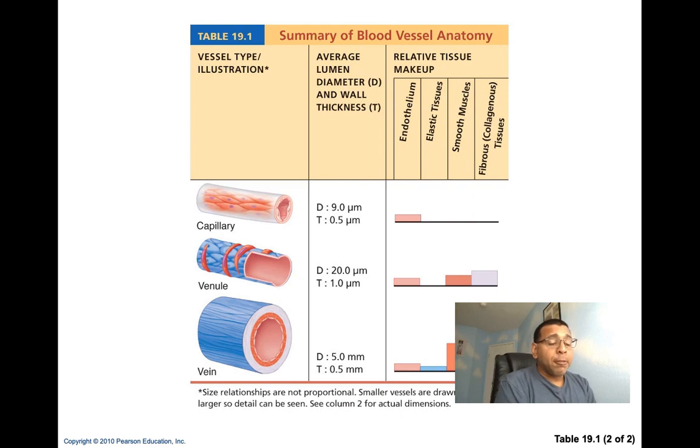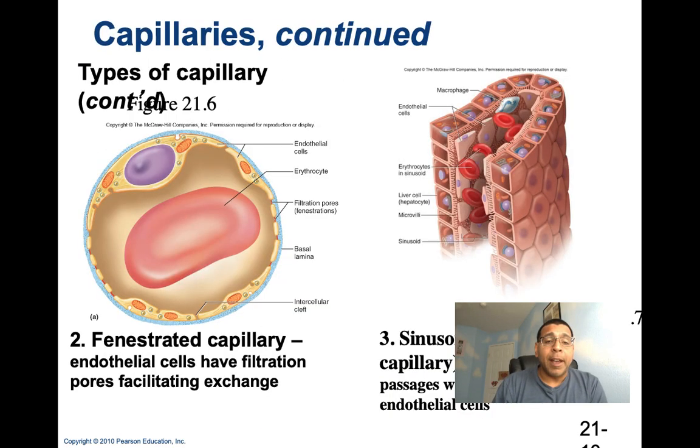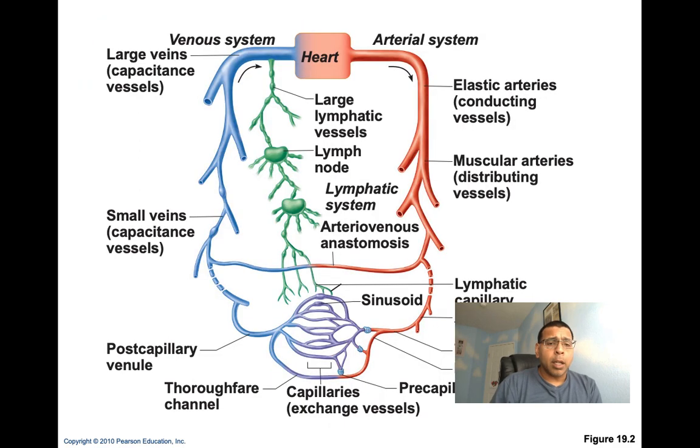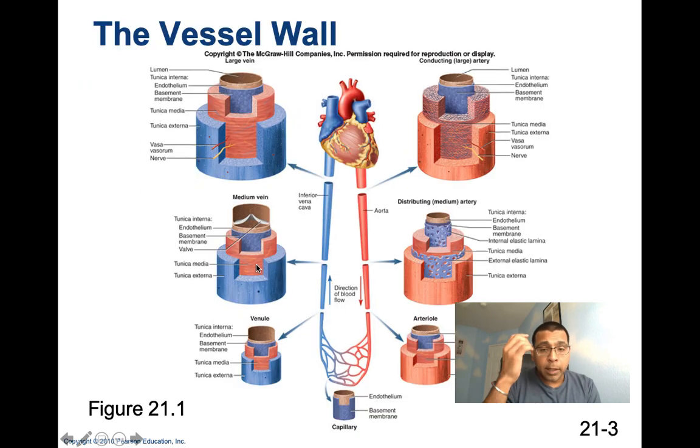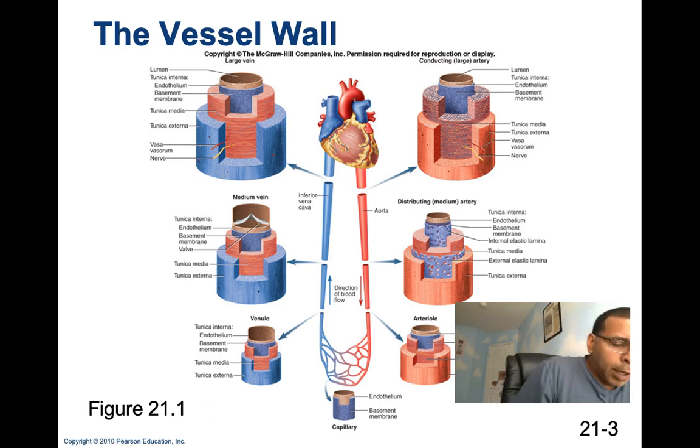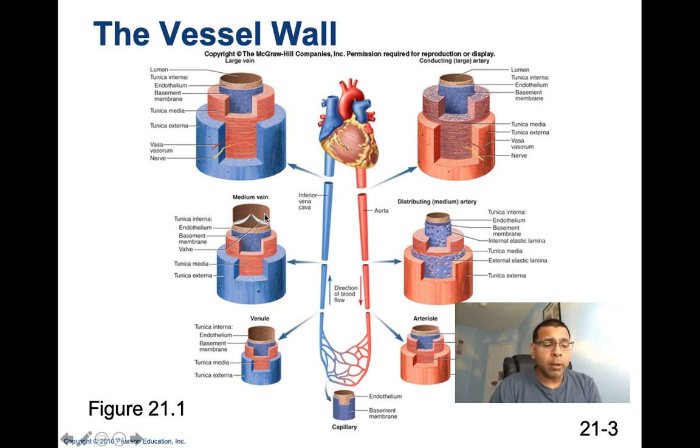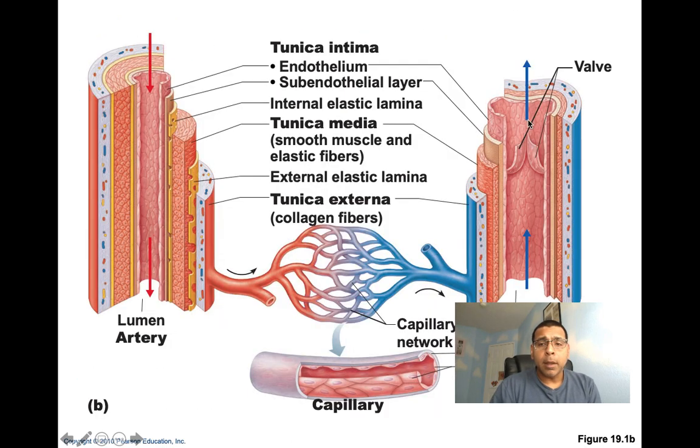We will also find valves. And you can see the valves are going to be found more in these medium-sized veins we can see here, which are going to be found really in the limbs. Now, when we talk about venous valves, they're going to be formed by folds of the tunica intima, and they resemble semilunar valves in structure and function. Again, they're more abundant in limbs where flow is going to be opposed by gravity.